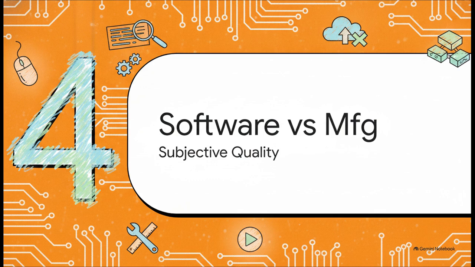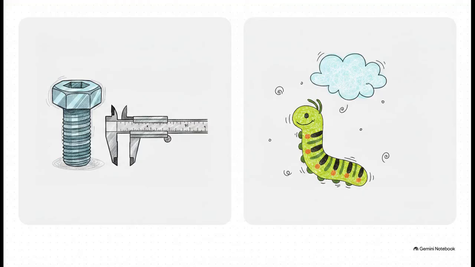Section 4. Software versus manufacturing quality. We're now shifting our focus slightly to section 24.1 from the textbook, moving away from the management processes and looking at the very nature of software itself. What's really fascinating here is the analogy of the bolt versus the bug. You see, in traditional manufacturing, quality is highly objective. If a factory is making a 10mm bolt, we have objective tolerances.